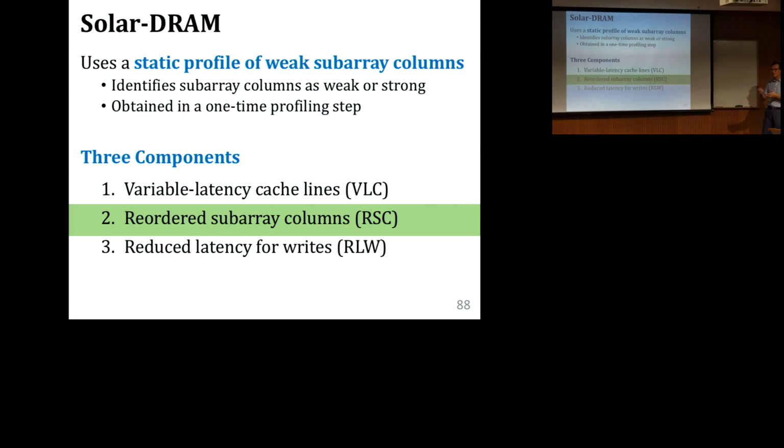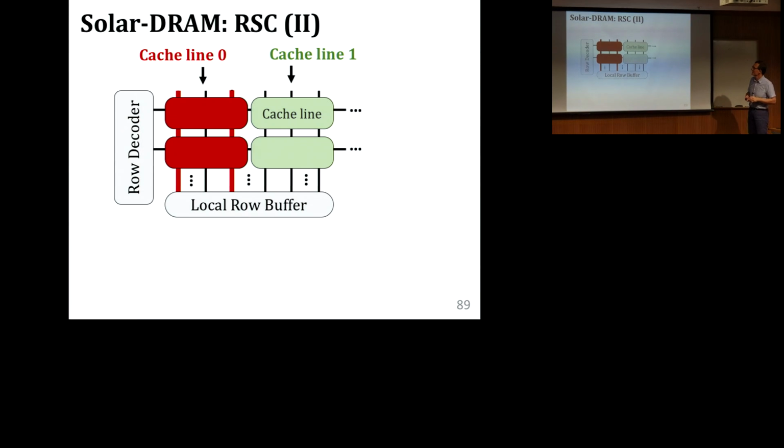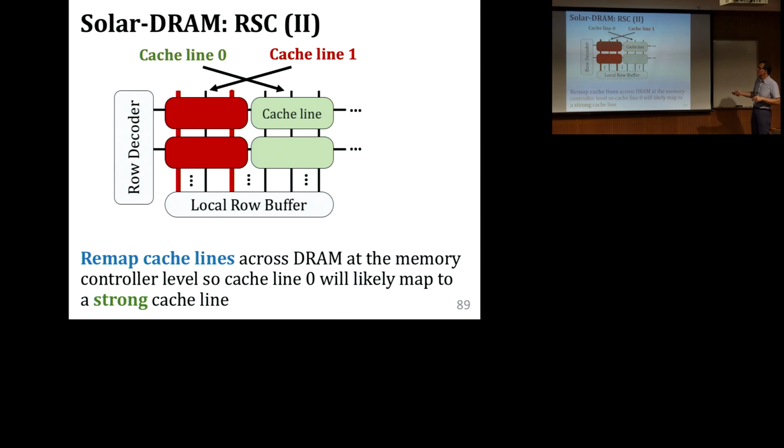The second one is a little bit more complicated, but the observation is that you have cache line 0 and cache line 1, and you can remap cache lines across DRAM at the memory controller level so that cache line 0 will likely map to a strong cache line. So what does this mean? We found out in real applications, you normally access cache line 0 first because you're streaming. So the first thing you access in your row is cache line 0. But your cache line 0 is usually mapped from the left to the right, if you assume that you're doing the mapping from the left to the right over here. But you may actually have a weak bit line over here.